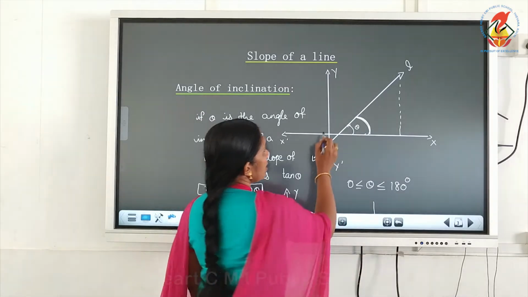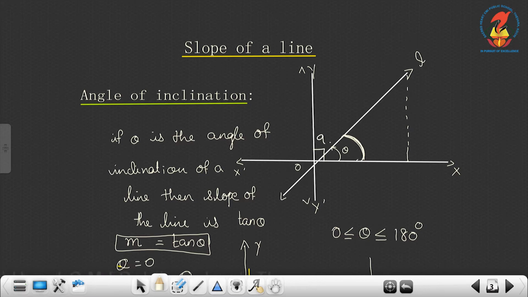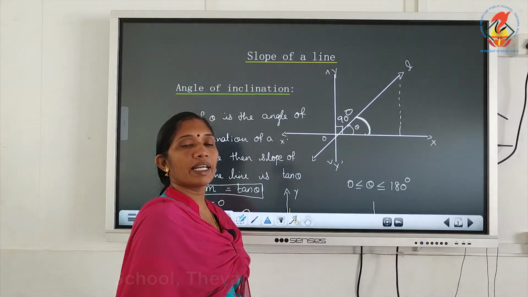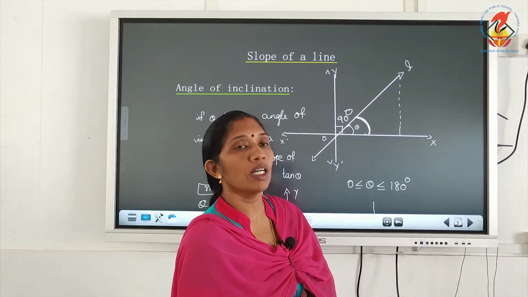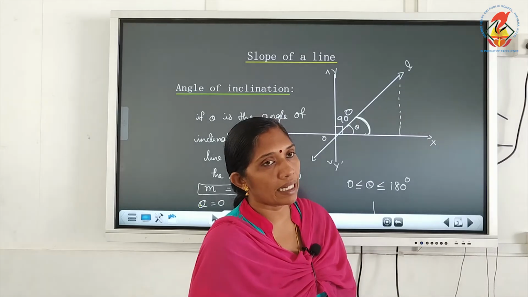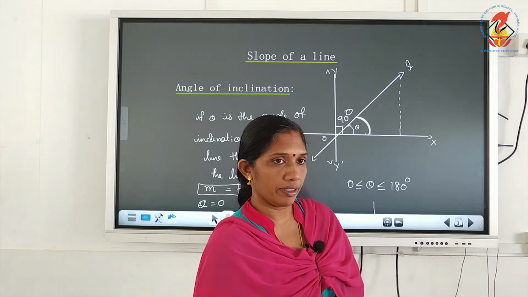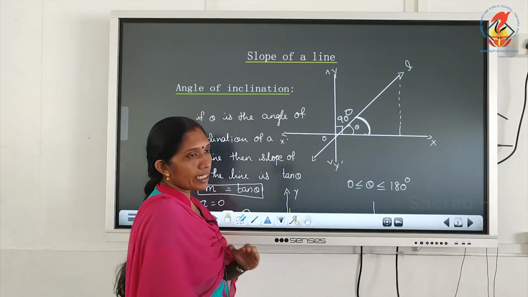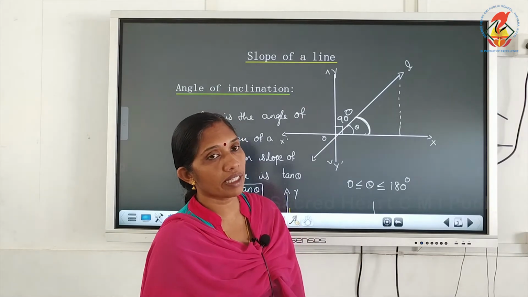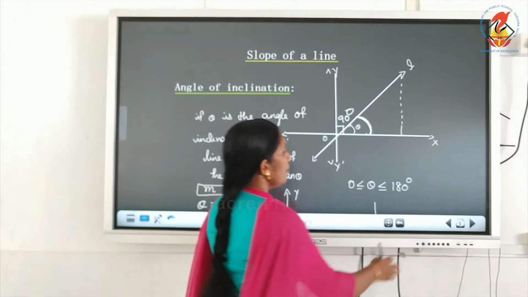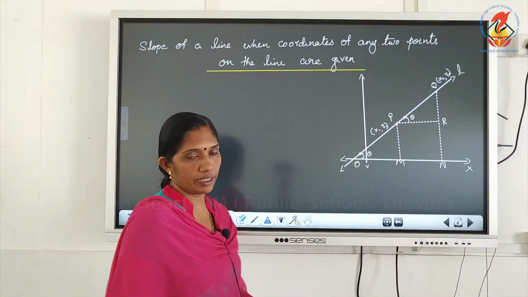Then the slope of the y-axis. The slope of the y-axis means the angle is 90 degrees. So the slope of the y-axis, tan 90, is not defined. The slope of the y-axis is not defined. Also the slope of a line parallel to the y-axis or perpendicular to the x-axis is also not defined. Okay. So if theta is the angle of inclination of a line, then its slope is defined as tan theta. Then if the line is passing through 2 points, how to find the slope?